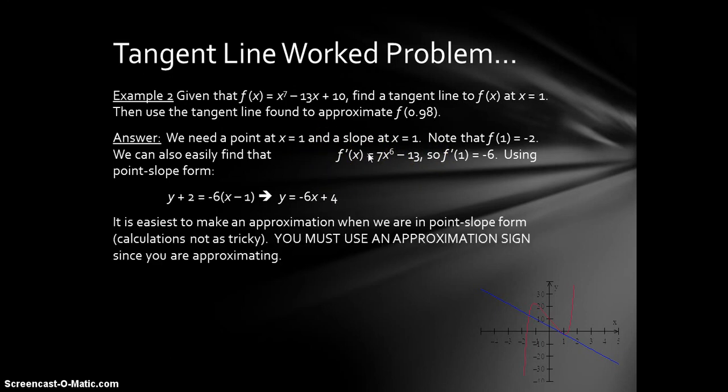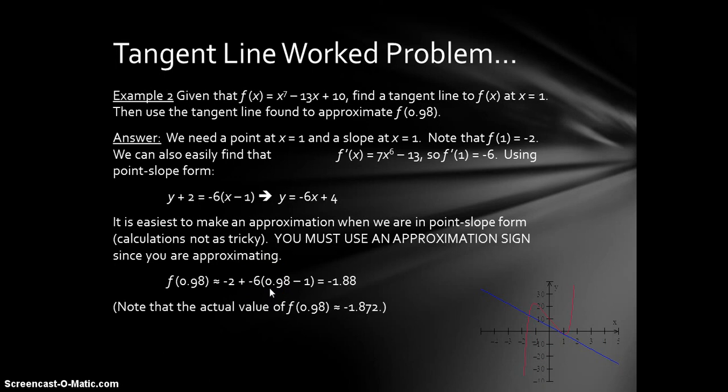It's easiest to make an approximation when we're in point slope form. You must use an approximation sign since we are, after all, approximating. So this last part, we want to find f of 0.98. We plug in 0.98 for our x. We work it out, and we get negative 1.88 when we plug the x value into our tangent line. Notice that the actual value, if you were to plug it into the function, is negative 1.872. So our approximation is pretty close.